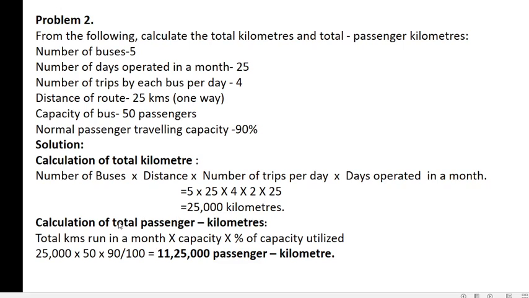Next we come to the calculation of total passenger kilometer. Total kilometers run in a month is 25,000 as calculated above. Capacity of the bus is 50 passengers. Normal passenger traveling capacity is 90%. So the total passenger kilometer is 11 lakh 25,000 passenger kilometer.